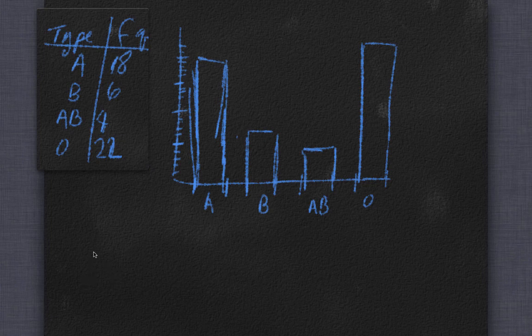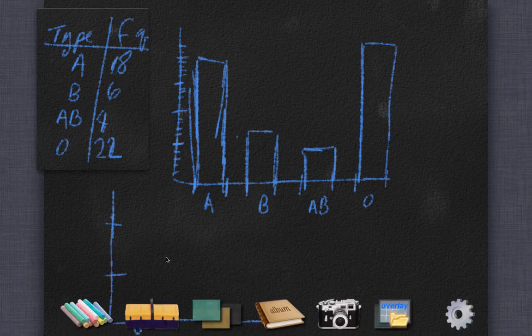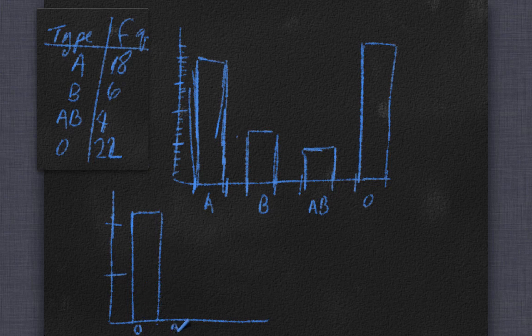A Pareto chart is almost exactly the same. All that I need to do is put it in descending order. So it needs to go O, A, B, AB. So O, I hate it when I do that. A, B, AB. So just in order that way, and now it's Pareto.